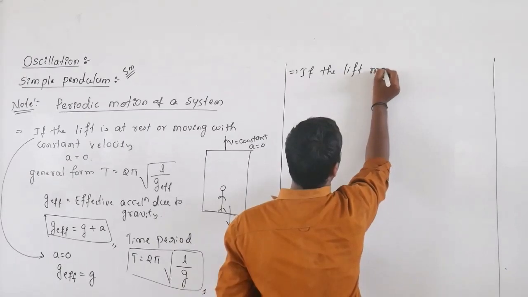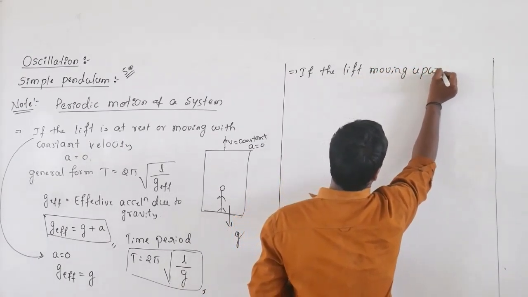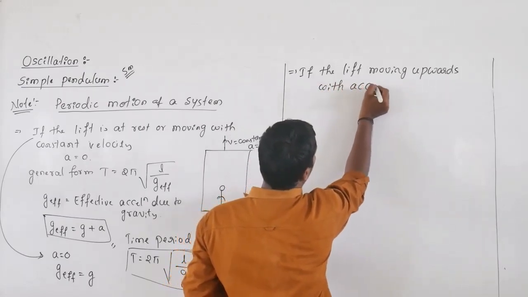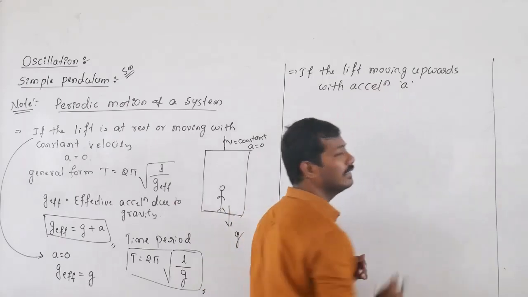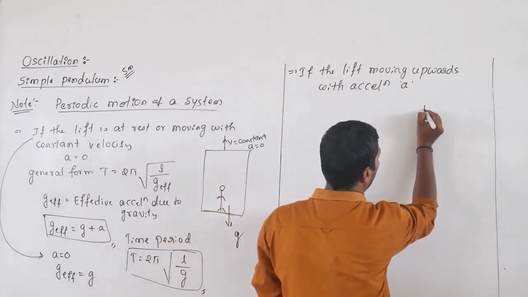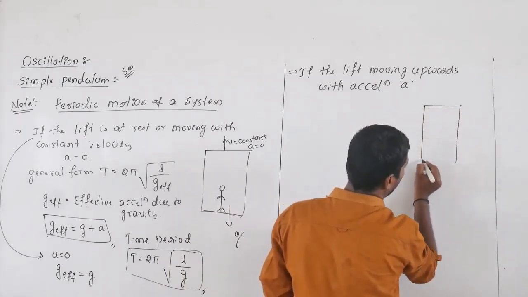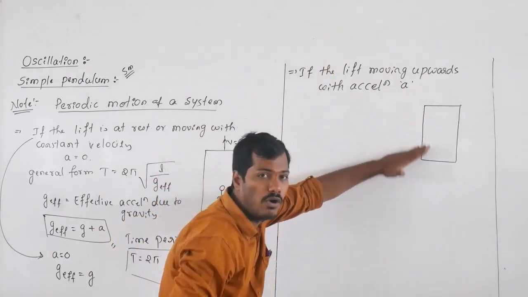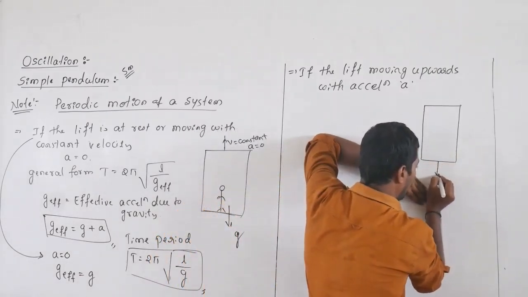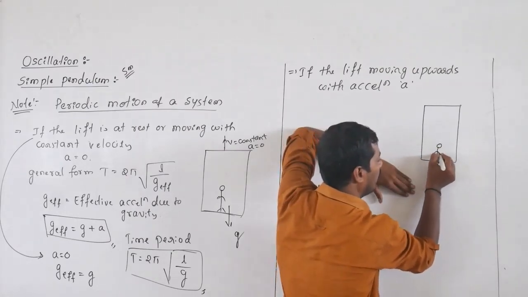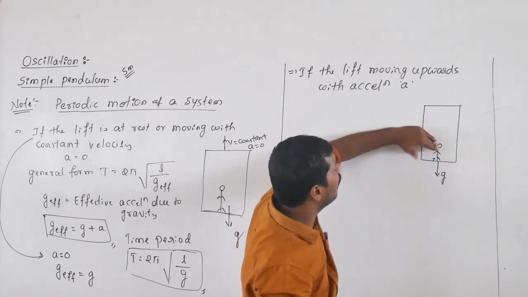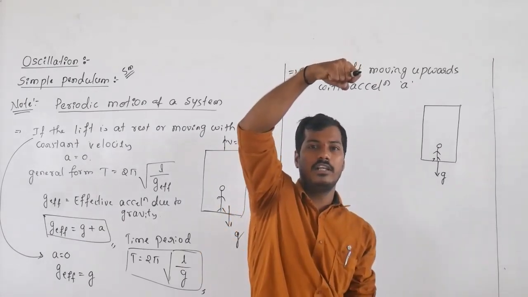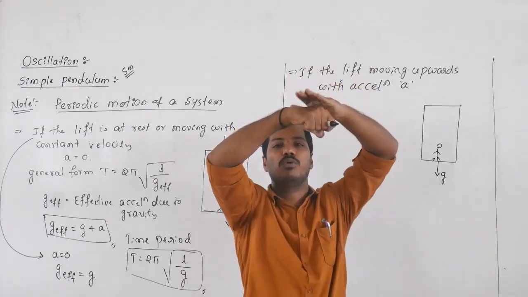if the lift is moving upwards with acceleration a, where a is the acceleration of the lift. Now if the lift is moving upwards, this means every particle always wants to move downward at the rate of g. The man is standing in the lift, but it is moving upwards, which means we are applying some force, pulling the lift like this.